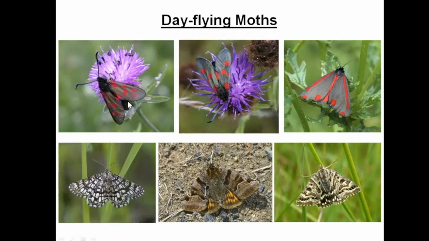And just for the record, this is a 6-spot burnet because it's got 6 spots on each wing. This is the narrow-bordered 5-spot burnet, which has obviously got 5 spots on the wing. Cinnabar moth, which likes the ragwort. And the final one here is the Mother Shipton moth, and it gets its name from the witch that supposedly lived in Yorkshire, called Mother Shipton. And you can see here the long nose, the eye, and the mouth of the witch. So that's how it gets its name.